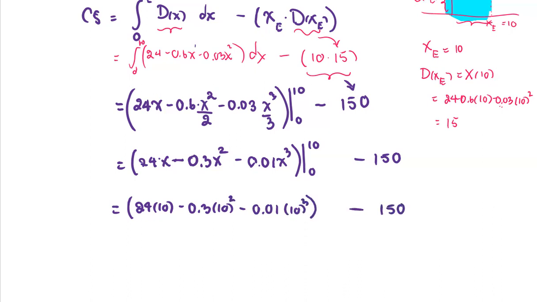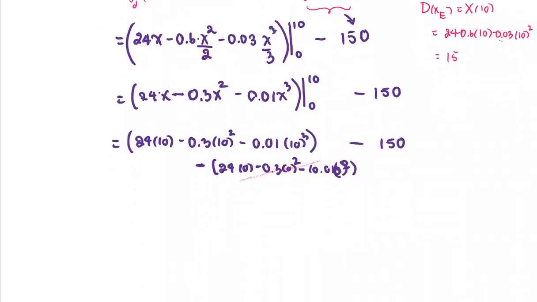Subtracted by 150. Oh, I also have to replace x with 0, so that's 24 times 0. I almost forgot. In this case, if I forgot, I'm still okay, because 0 times anything gives 0, so it doesn't hurt.